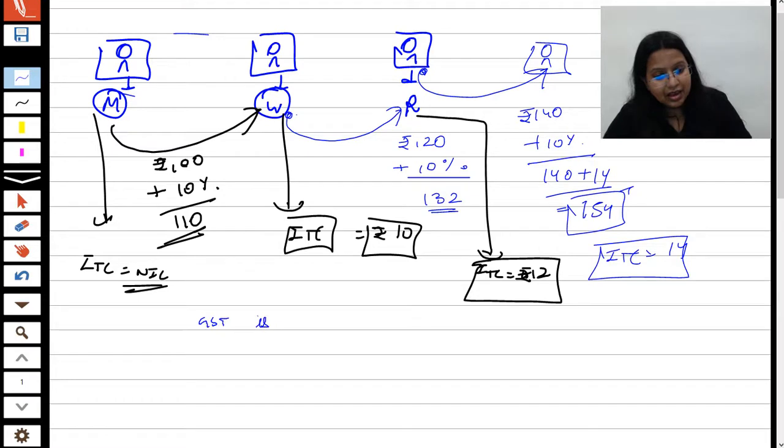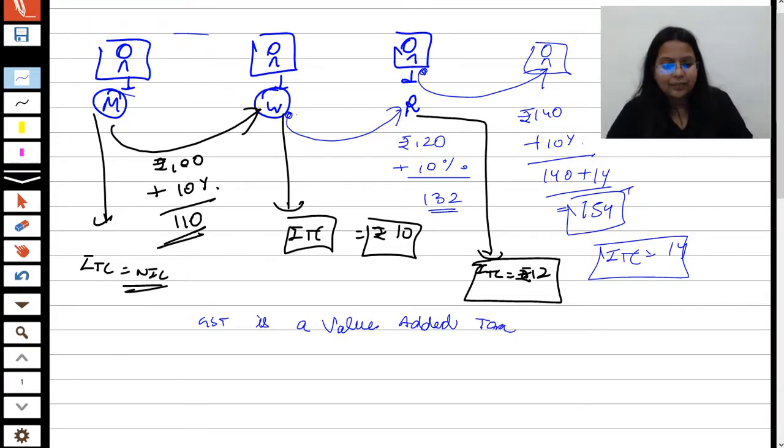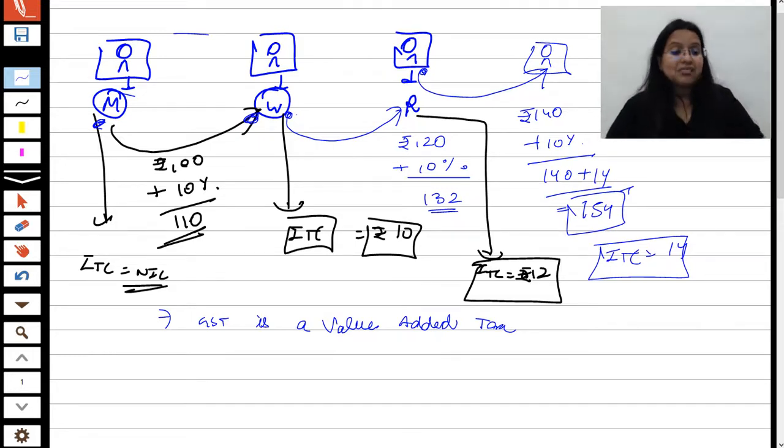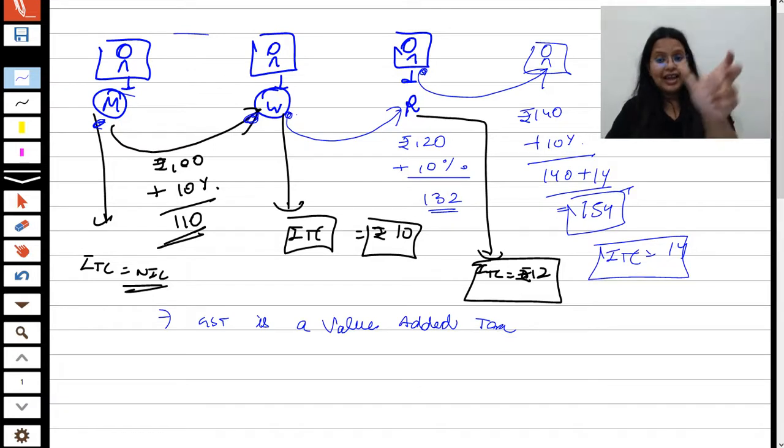GST is a value added tax. Now how is it a value added tax? Just wait, I am telling you students. Let's know about it. Just see it. The manufacturer has sold this product to the wholesaler for rupees 100. It means the total value added by the manufacturer is rupees 100. So the person has charged 10% GST. It means 10% of 100, that is 10 rupees.